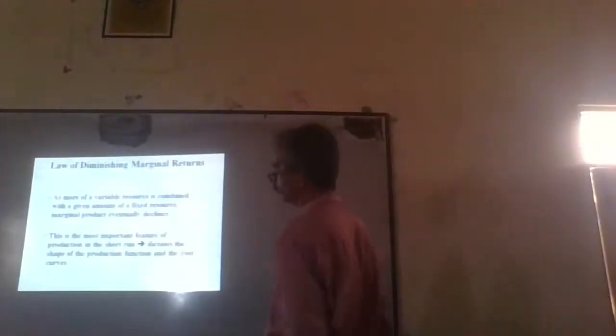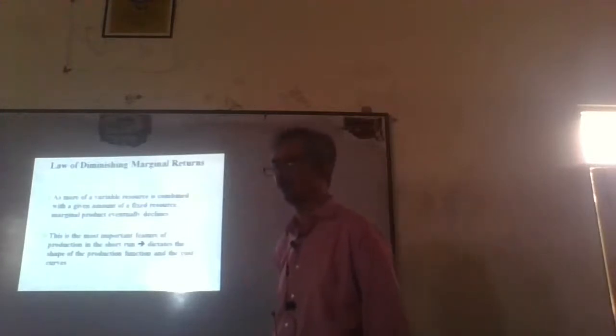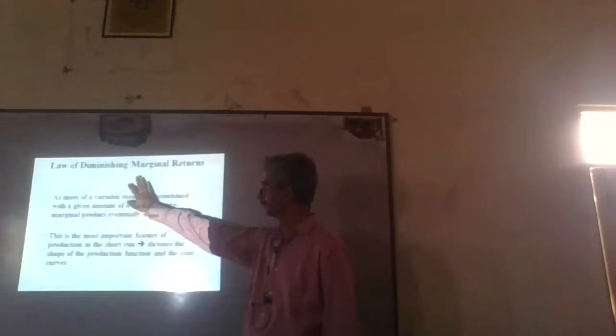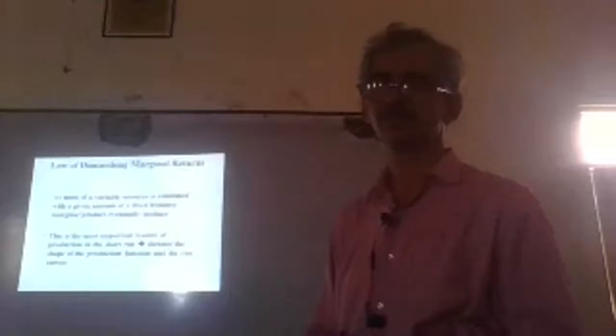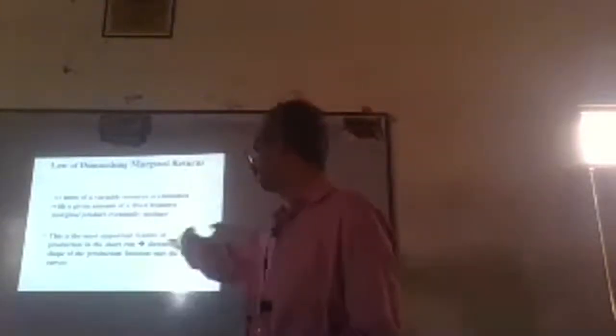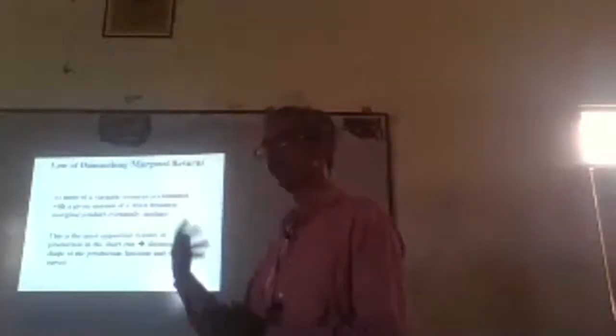Law of diminishing marginal returns. You are familiar with the law of diminishing marginal utility. But here, it is the law of diminishing marginal returns with a fixed input: marginal product eventually declines. Initially it may increase, but it starts falling. Output will decline when we are adding more variable inputs to fixed inputs. Eventually, the marginal physical product of the variable inputs will decline.